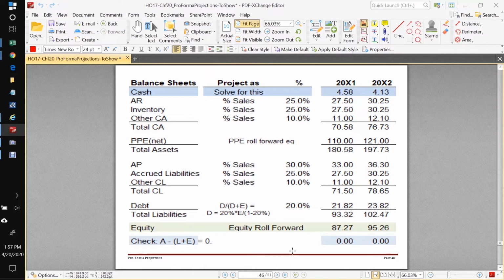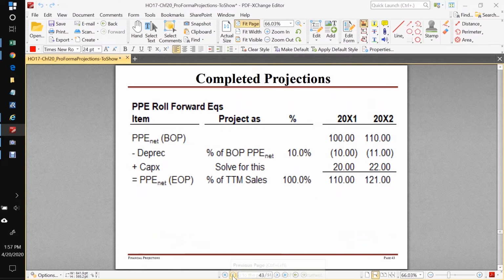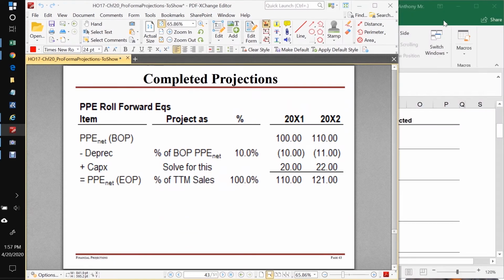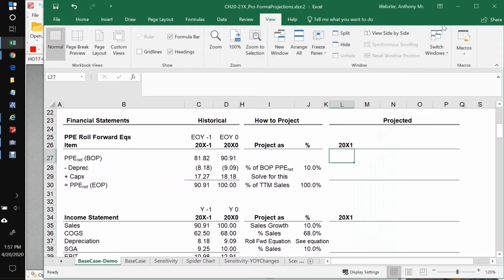But what I'd like to do with us now is solve for year 20x1. I'd like to solve all of these numbers with you to make sure that you're comfortable doing them. So this is sort of like a practice problem.